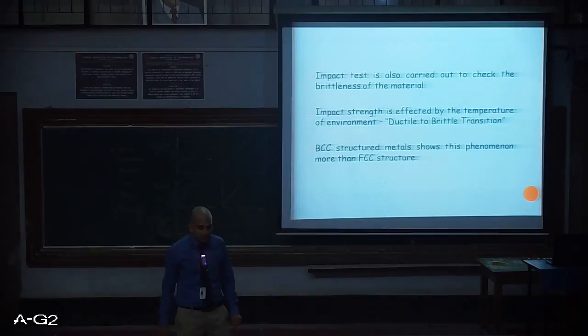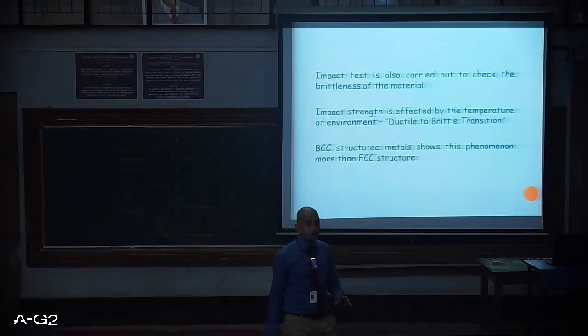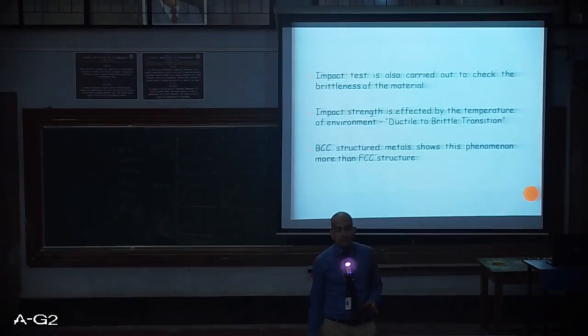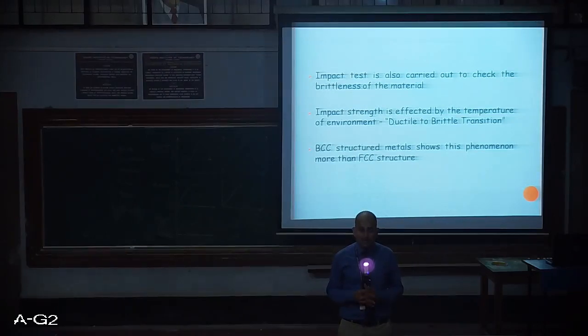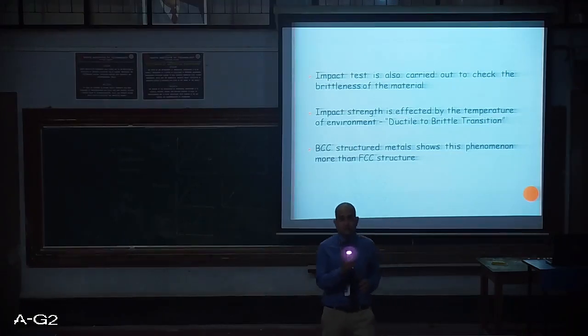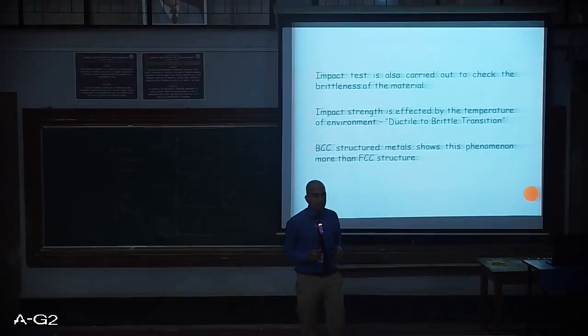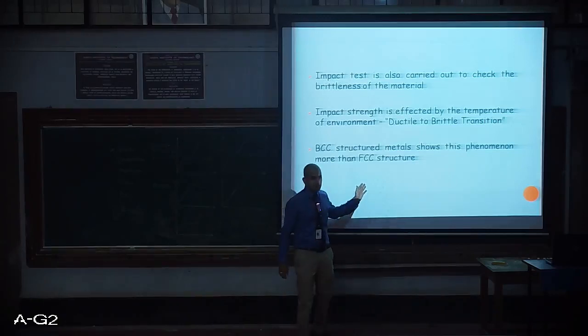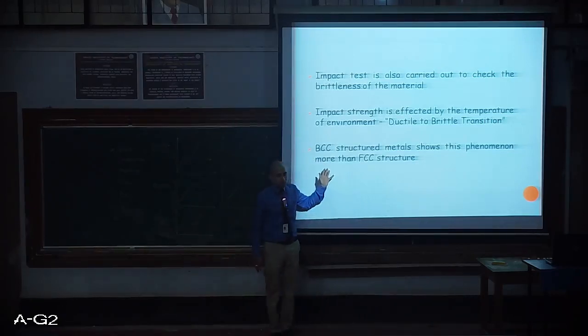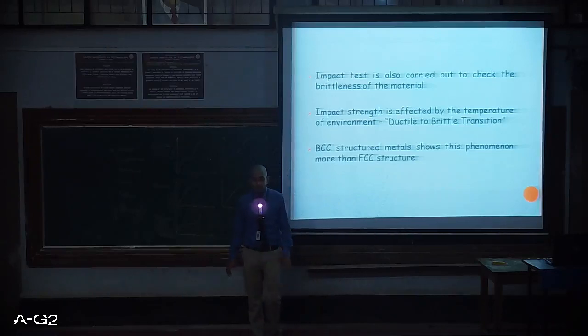I had explained to you in the previous classes that the Titanic ship underwent a phenomenon called ductile to brittle transition, wherein the Titanic ship was made of mild steel, which is a ductile material. However, at low temperature conditions, the same ductile material started behaving like a brittle material, and it underwent a brittle fracture. That phenomenon is called ductile to brittle transition, and that is usually shown by BCC materials. This is one more thing I am introducing to you today, ductile to brittle transition.